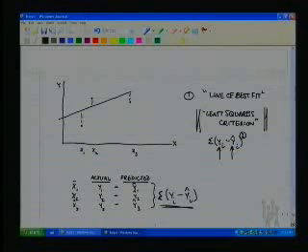Let me say that again, just in case it's on an exam. It requires that you minimize the sum of the squared differences between actual and predicted values of y.